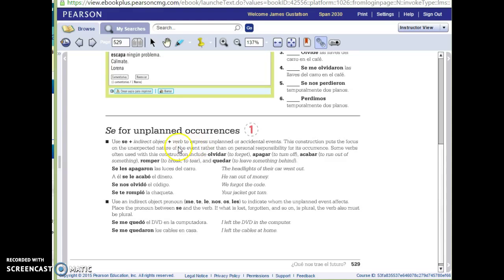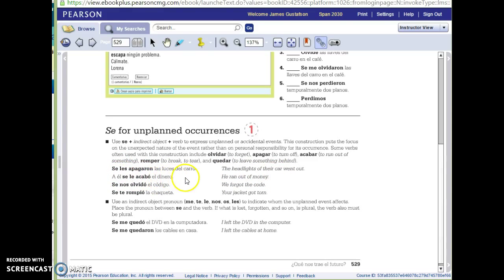Down here, they give you the pattern, and there are 3 parts. As we talked about, the "se," the indirect object, which is either going to be me, te, le, nos, or les. Only 5 options there. Whoever had the problem, the accident, and then the verb. Okay, so that's your pattern. And it's explained here. So, "se les apagaron las luces del carro." The headlights of the car went out. So "las luces" agrees with "apagaron," and it's "les" because it's they.